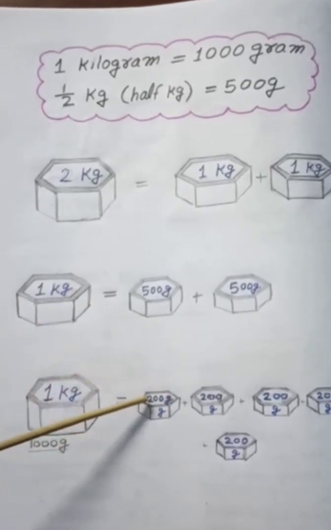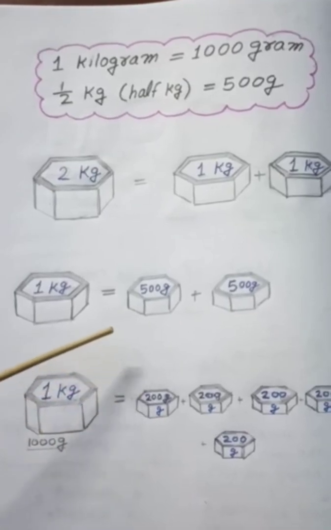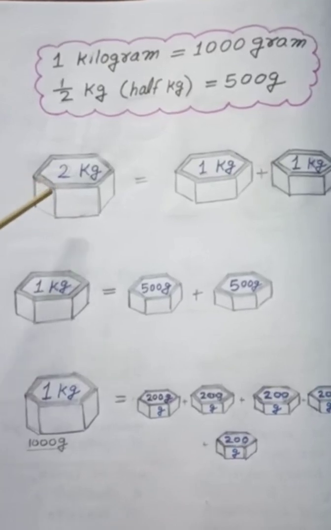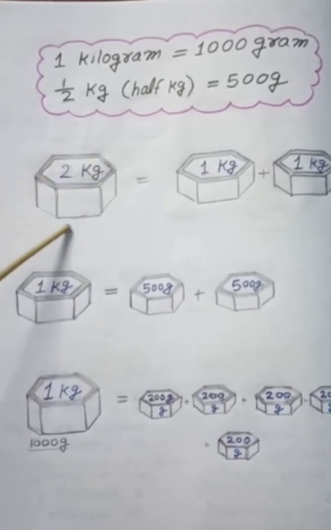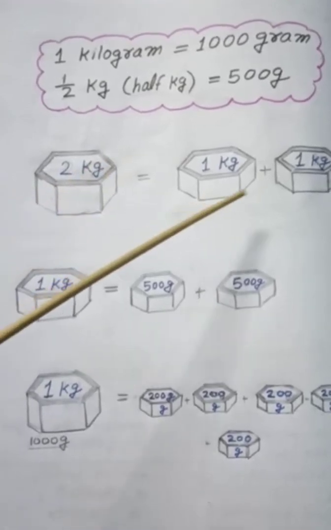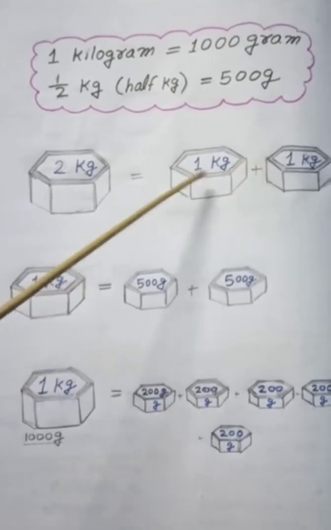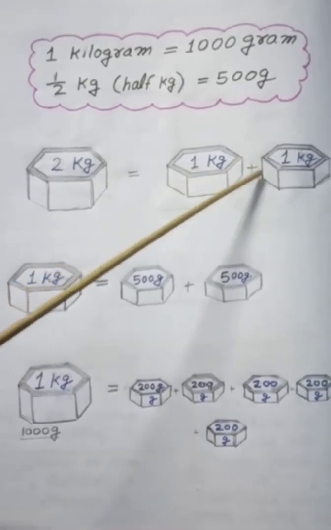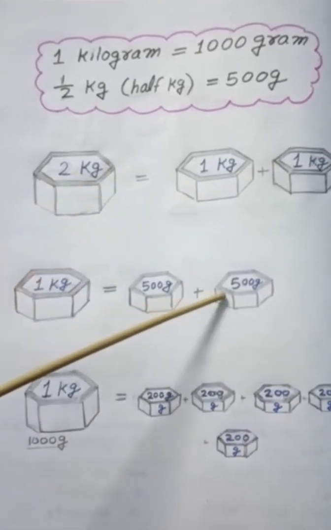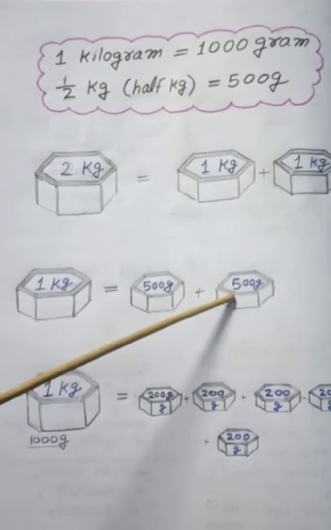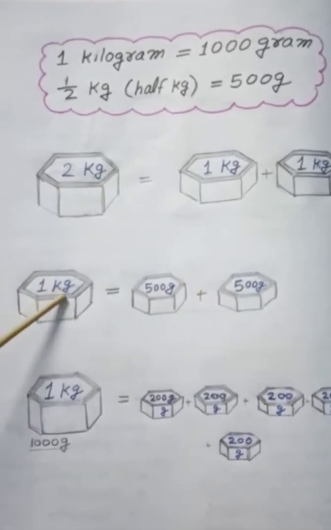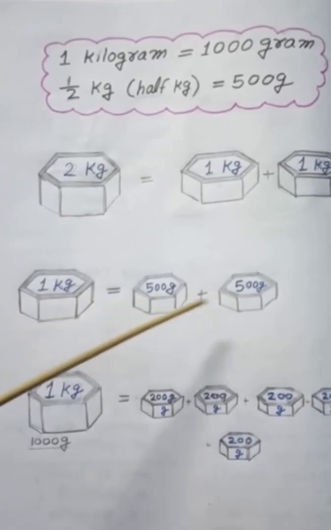Okay, suppose you want 2 kg apple from the market. So what will the shopkeeper use? Either they will use the 2 kilogram weight to measure that apple, or they will use two weights of 1 kilogram, right? Suppose they don't have both of these weights, they can also use 4 weights of 500 gram. Now another example, you can see here 1 kilogram is equal to 2 weights of 500 gram.